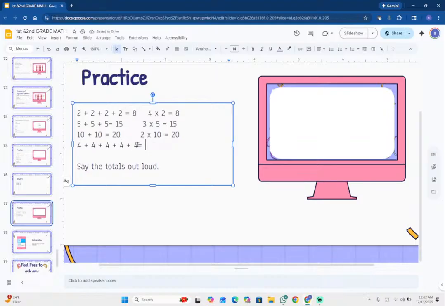1, 2, 3, 4, 5. 5 sets of 4. So 4 plus 4 is 8. 8 plus 4 is 12. 12 plus 4 is 16. 16 plus 4 is 20. And that is the same thing as saying 5 sets of 4 is equal to 20.